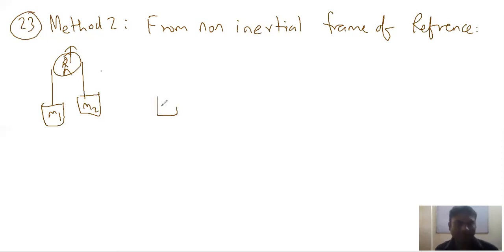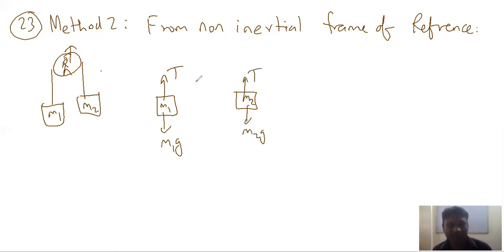Now M1 free body diagram. We will have M1G force in downward direction, tension T in upward direction. For M2 we will have M2G in downward direction, tension T in upward direction. Now because we are solving from non-inertial frame, there will be a pseudo force M1A0 in downward direction, M2A0 in downward direction on both the masses. Other than this, with respect to me sitting here, this will move with acceleration A in upward direction. This will move with acceleration A in downward direction.